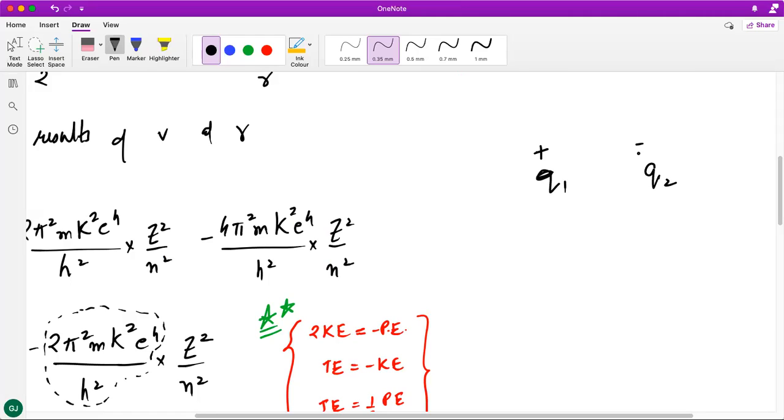So we have attractive forces between them. Now, if we were to separate them, we will have to do work, we will have to supply energy. So this is one thing that we clearly understand.